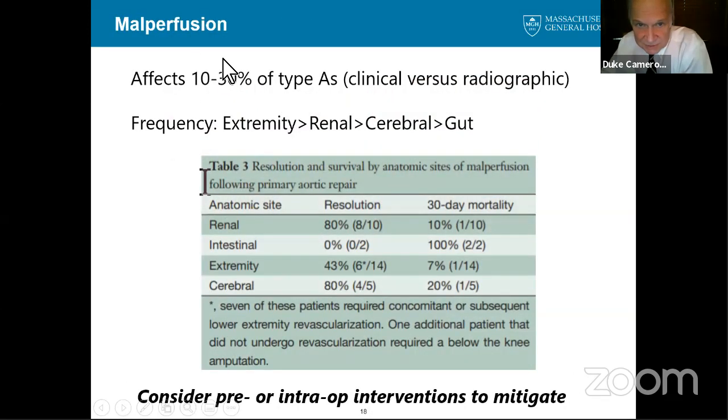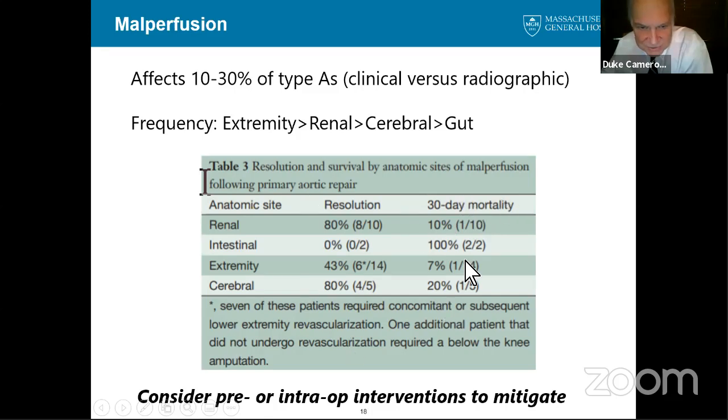Malperfusion is still the problem that plagues most of us, and it accounts for most of the deaths that occur in the current era. It's between 10 and 30% that have some degree of malperfusion, more radiographic than clinical. But it is often an issue that you're presented with. In fact, I think surgery for type A's has gotten good enough that the determinants of survival for the patient have more to do with how the patient arrives in your hospital. And those who present with advanced malperfusion and organ ischemia are not likely going to do well.